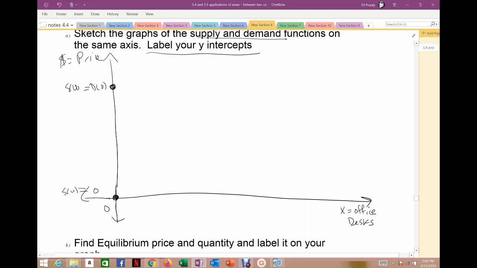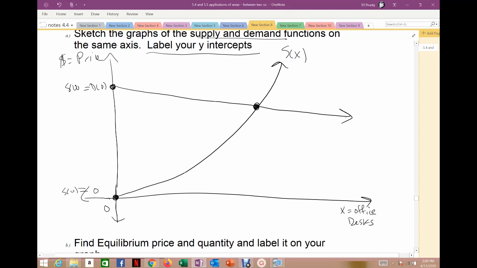Alright, so the supply curve was a parabola moving up. There's my supply, label it. And then they meet somewhere around here. My second point is on my demand, which is a line. And there's my demand function. I know what this point is. My X value was 20. My Y value was 700. And so there's my equilibrium quantity, 20, and my equilibrium price, 700.